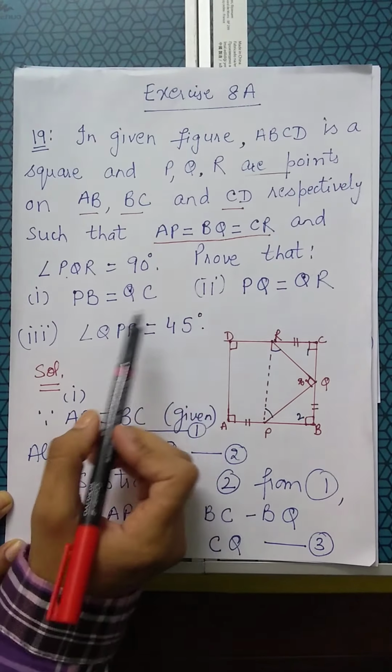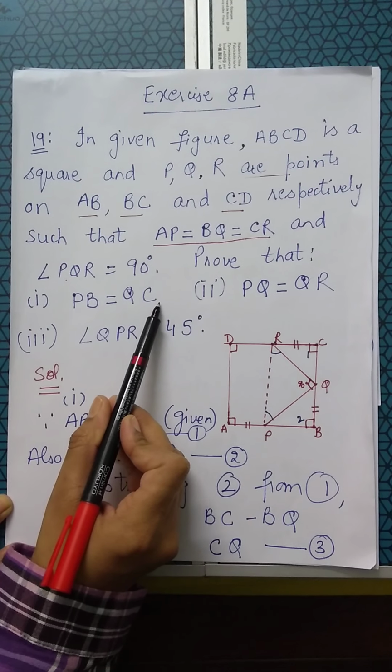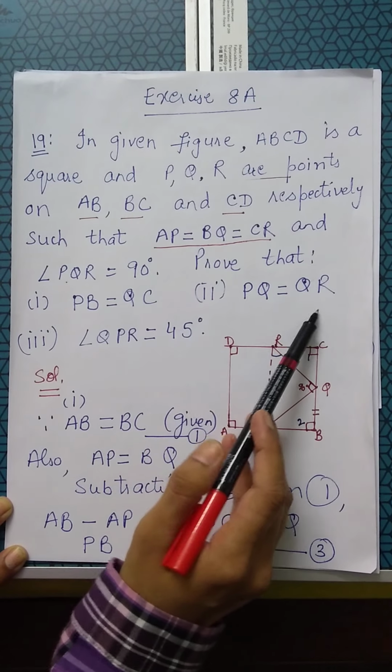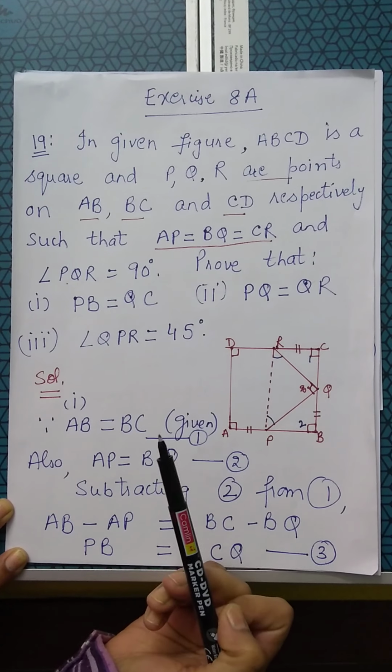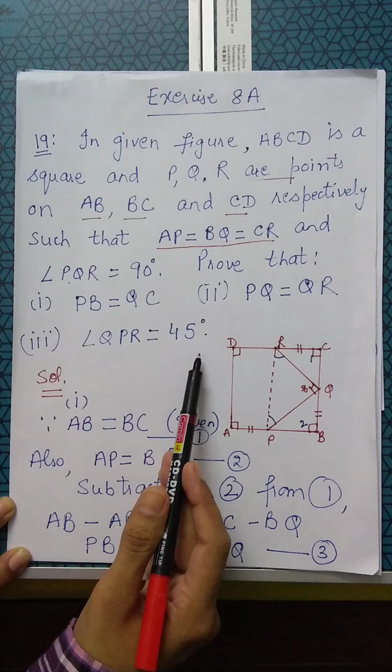We have to prove PB is equal to QC. Second part, PQ is equal to QR. And third part, angle QPR is equal to 45 degrees. Let us start with the first part.